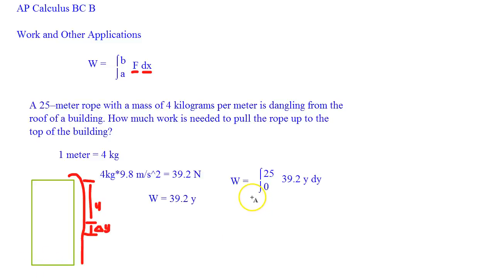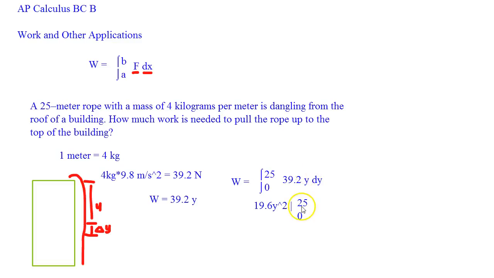Okay, so when we do the integral of it, we're going to divide by 2, so 39.2 divided by 2. So that should be 19.6, I was getting ahead of myself, y squared, okay, from 0, the starting point of where the rope was starting to be pulled up, to 25. Okay, alright, and so what I basically do is just plug that in. So it's going to be 19.6 times 25 squared.